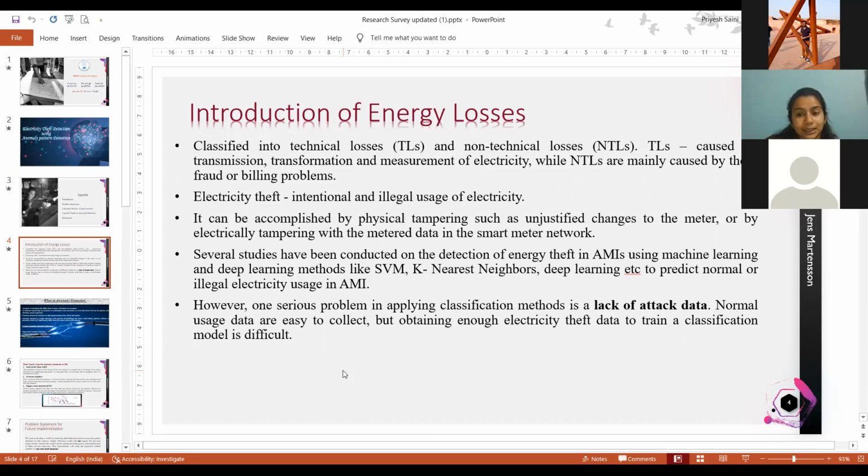Now, what do we mean by lack of attack data? Say we have 200 users who are using the electricity legally or illegally. Now suppose 195 users are using the electricity legally and 5 users are using the electricity illegally. So we have data of only 5 users, which is very little. With only this much data, we cannot predict whether there is electricity theft or not. So this type of problem may occur in classification methods. Next slide.